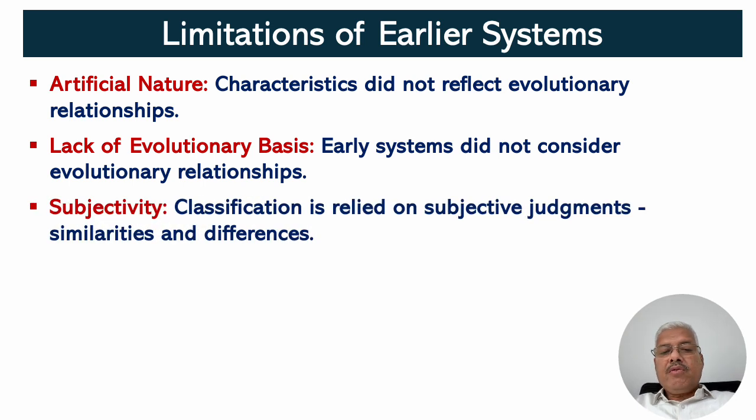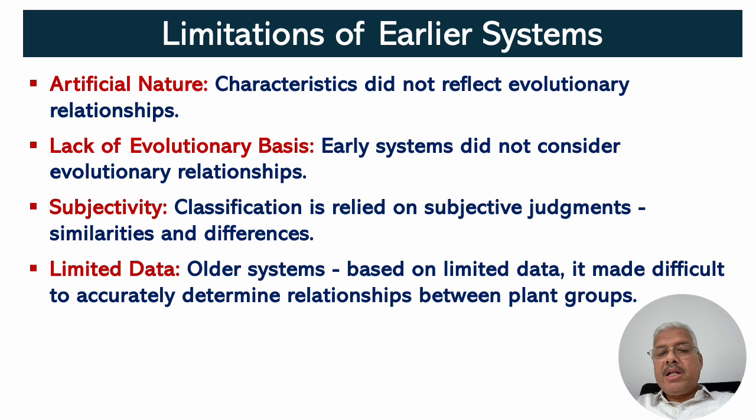The classification of the organisms often relied on subjective judgments about the similarities and the differences. This could lead to inconsistencies and disagreements among the scientists. Older systems were based on limited data, primarily morphological observations. This made it difficult to accurately determine the relationship between the organisms, especially those with similar appearances but distant evolutionary histories.